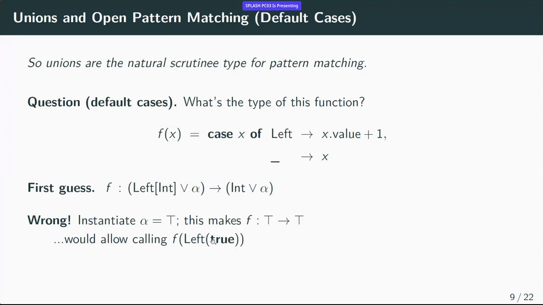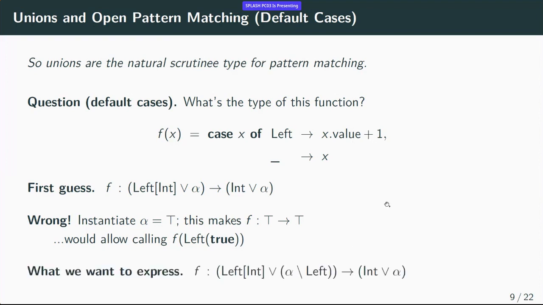Okay, so this left of true will pattern match in the first case because it's a left instance, and then it will try to add true to 1. So that doesn't work, right? This is not the right type for f. What we really want to express here is the idea of removing the left constructor from the type variable alpha.